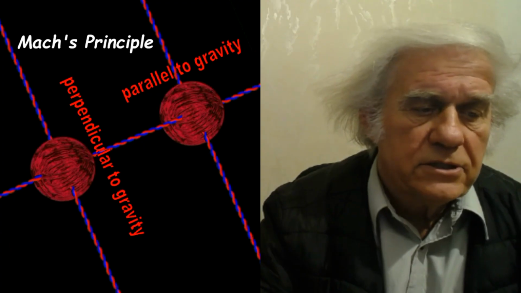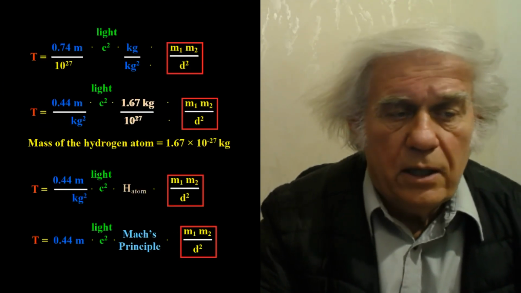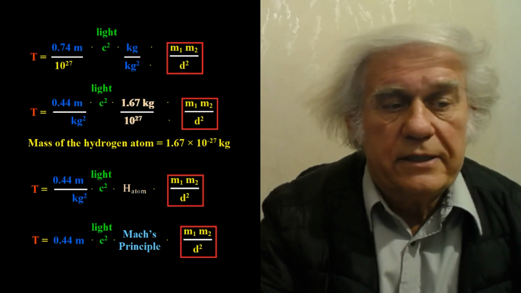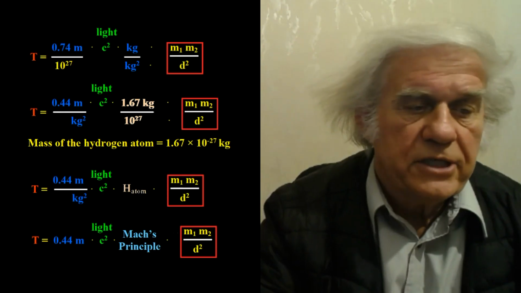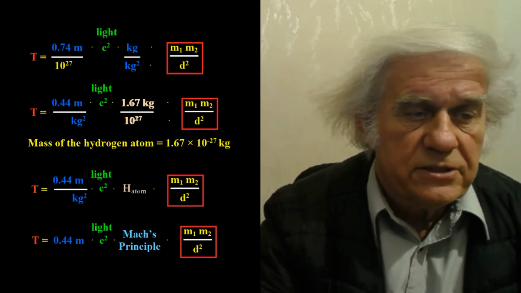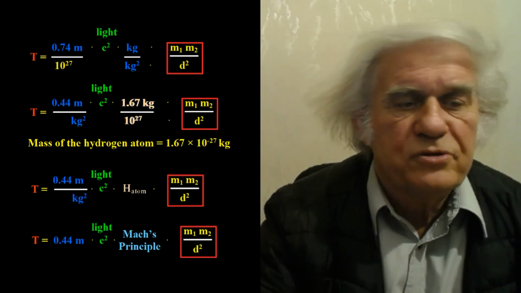So that's what we're trying to represent here. And what this takes us to is Mach's principle, where we replace the kilogram squared at the bottom with the kilograms on the top from the H atom. So now we have Mach's principle in there. That's essentially what that equation is representing.